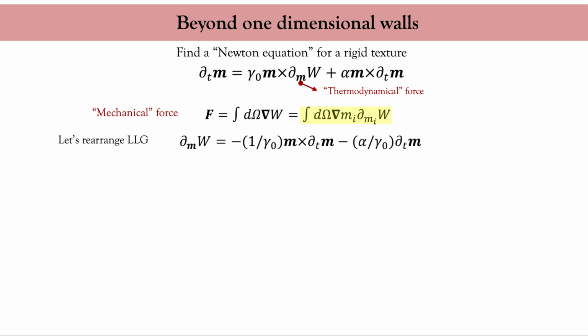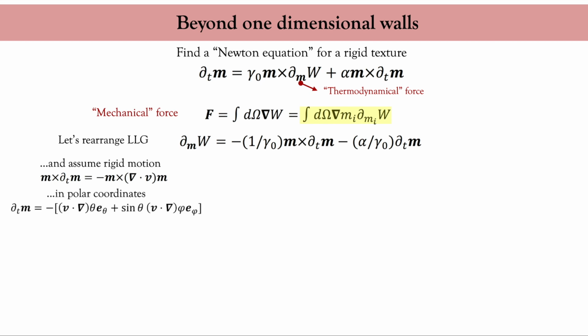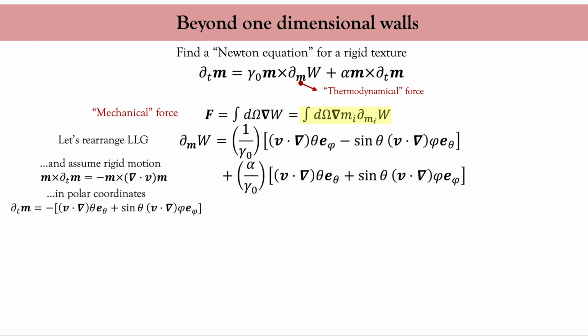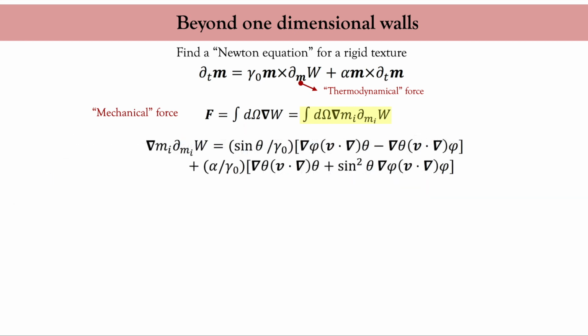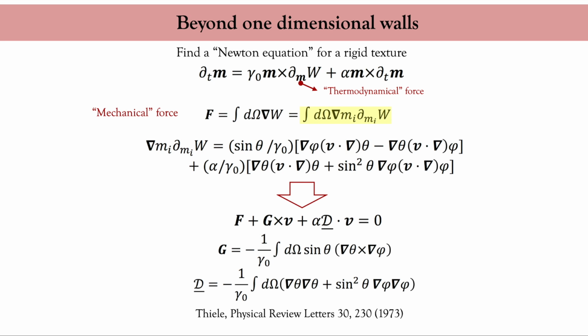I now assume rigid motion, which means that the time derivative of the magnetization is proportional to the velocity. I will also express everything in spherical coordinates, and finally get this expression for the thermodynamical force. After integration over the magnetic volume, I finally get Thiele's equation of motion that describes the rigid dynamics of a magnetic object. This equation is composed of three terms.